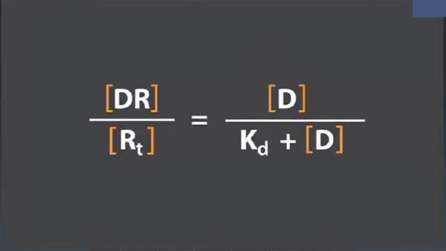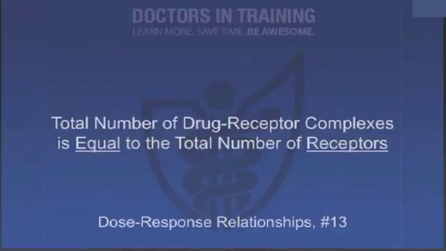So then look at the left side of the equation. If we're talking about the ratio between the drug receptor complexes, which is DR, to the total receptors available, which is R sub T. So at a value of 1, when you have a high concentration of drug and the equation equals 1, the total number of drug receptor complexes is equal to the total number of receptors, which means all of the receptors are bound to the drug. So this is a maximum effect. When all the receptors are bound, that is going to have the maximum biologic effect.